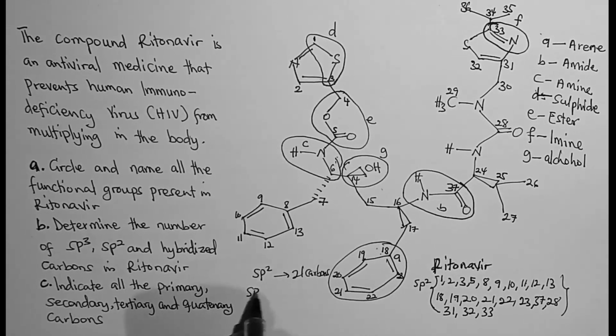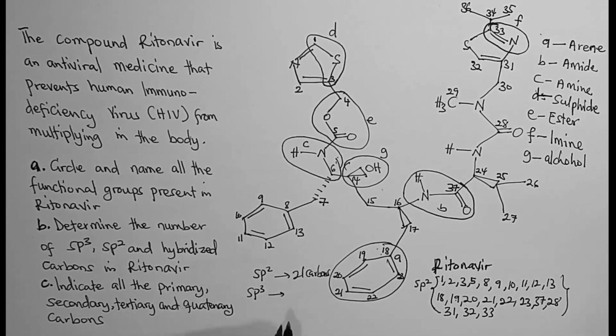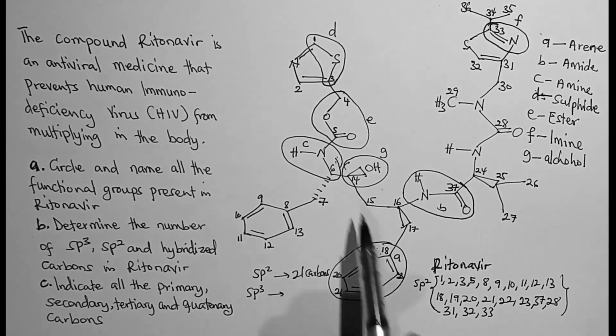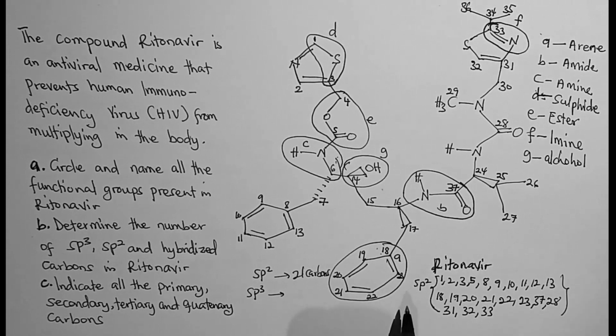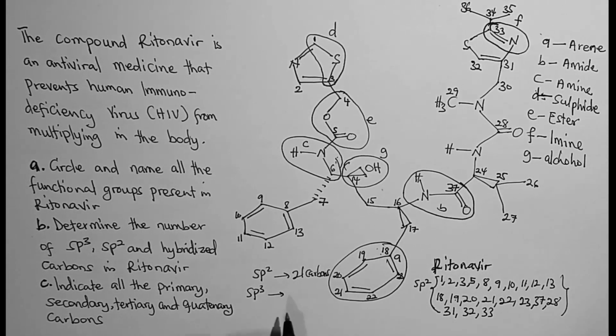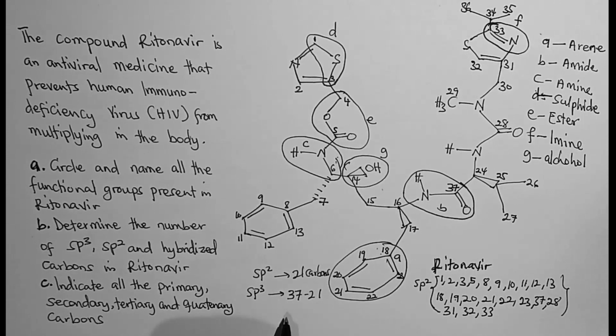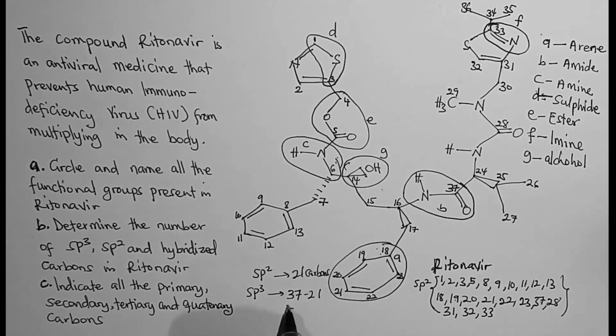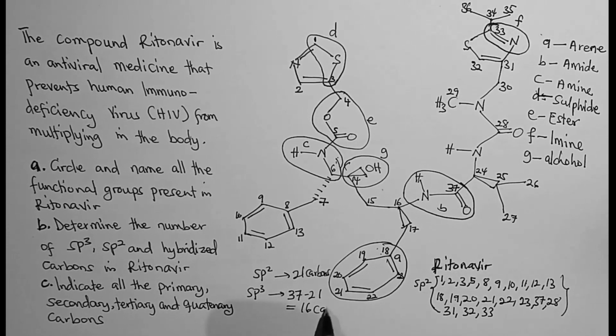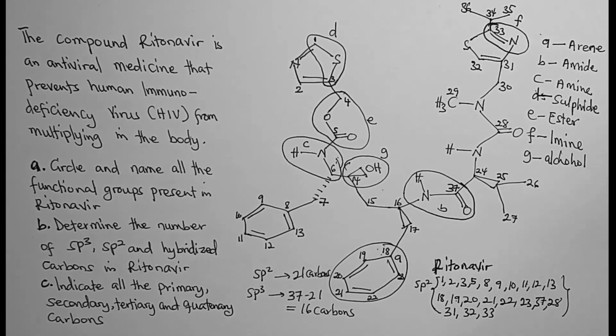So let's check for the sp3. Since there are no triple bonds here, it means that the remaining carbons are all sp3 hybridized. So all we need to do is to find 37 minus 21, and 37 minus 21 will give you 16 carbons. So the sp3 hybridized carbons are 16 carbons.